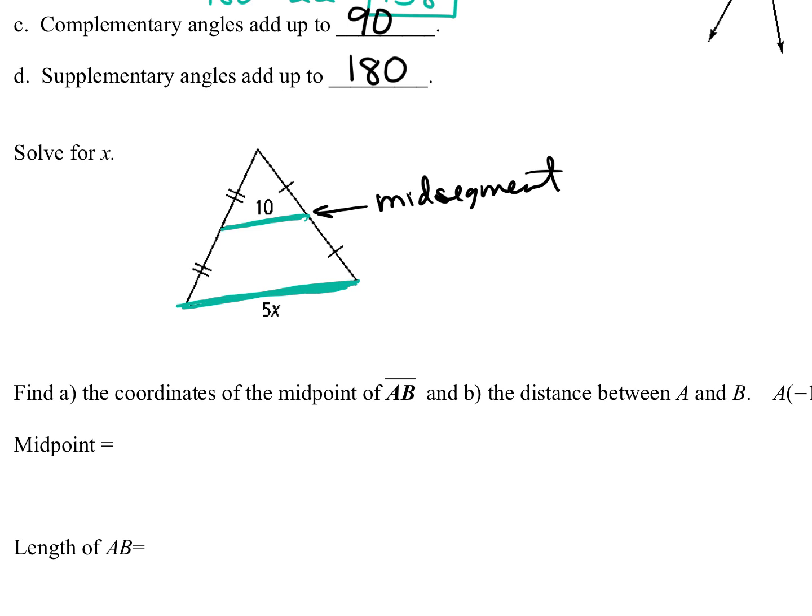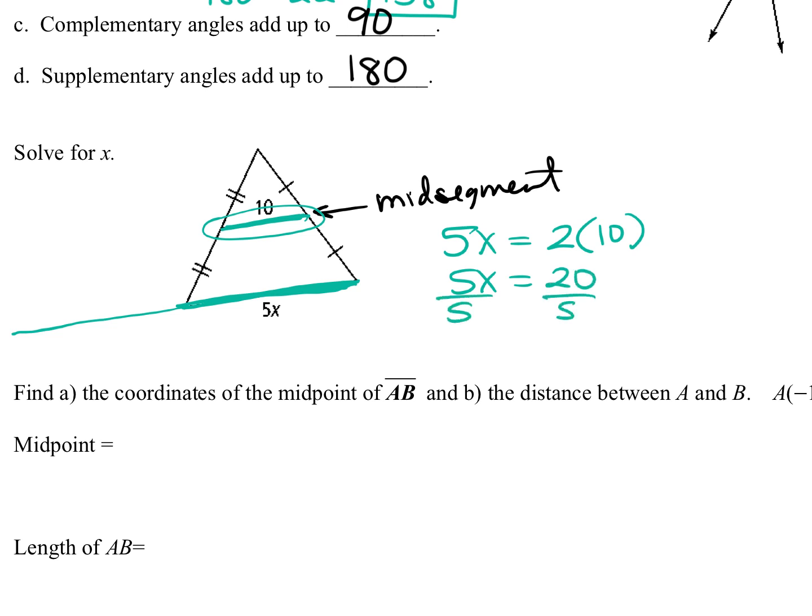So which one do we have to double? If we double the 5x, it would be this long. You got to double the shorter one, right? So you're going to say 5x equals 2 times 10. So 5x equals 20. X equals 4.